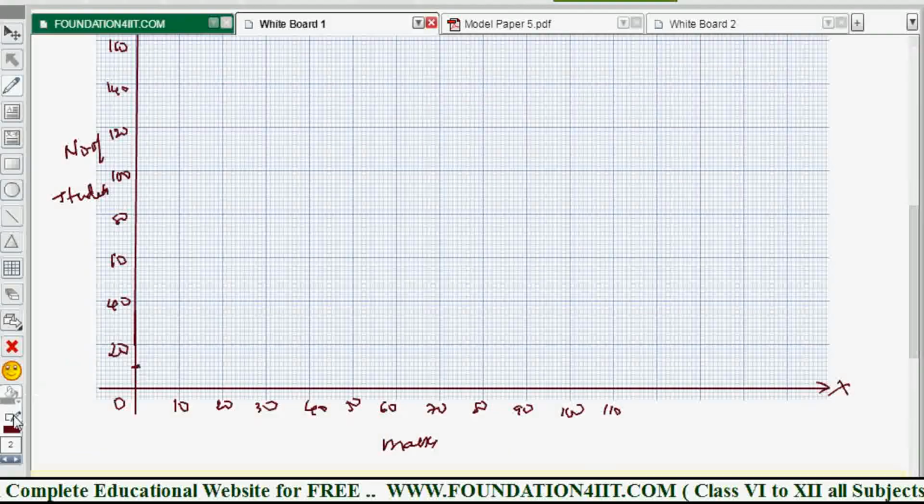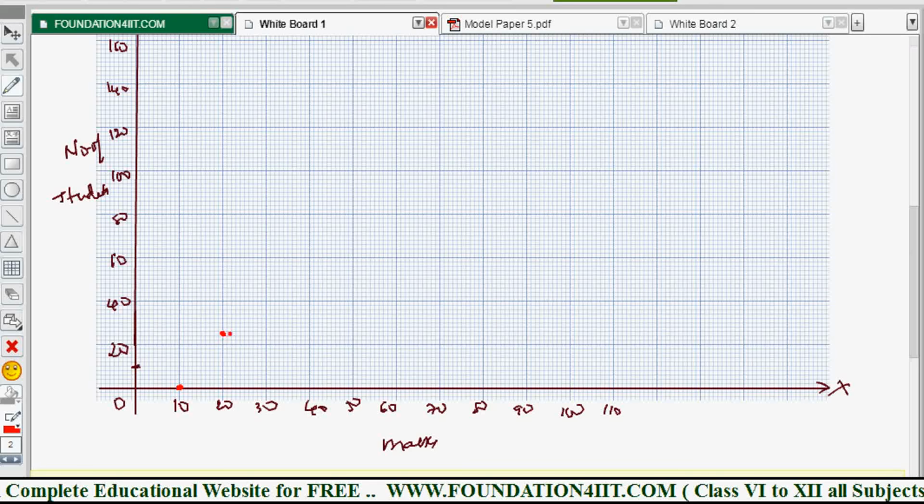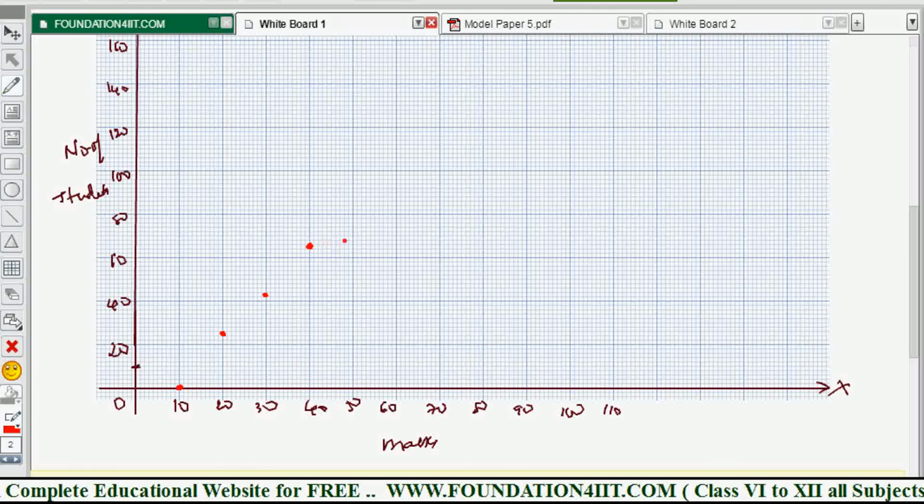10 comma 0 itself here, and 20 comma 25. So between 20 and 30, in between is 25, right? And 30 comma 42. That means 20 points in 1 centimeter, so 1 millimeter is equal to 2 units. You can take it. And 40 comma 65. 50, 95, between 90 and 100, 95.